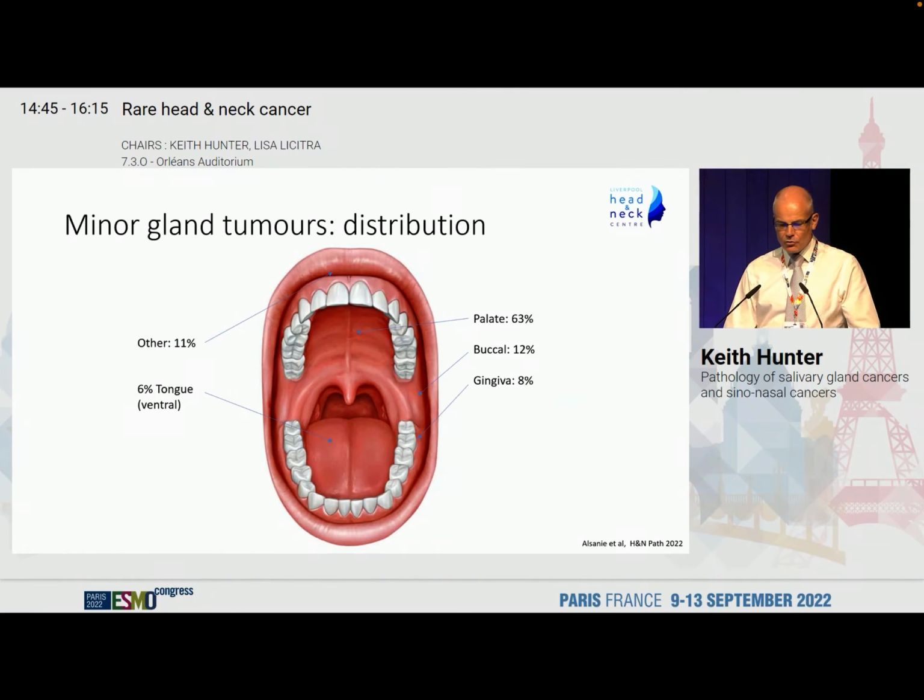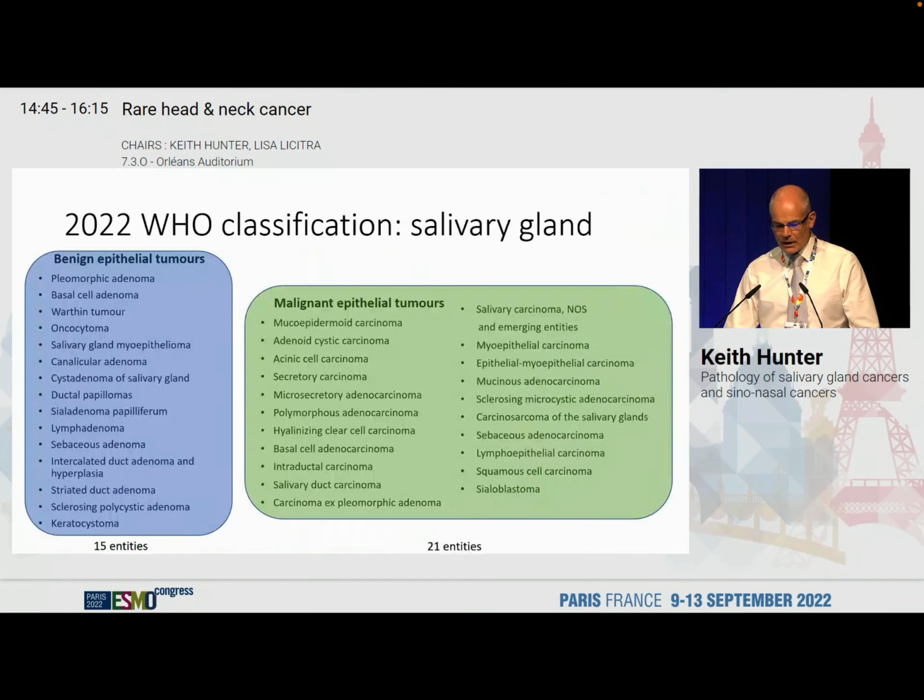And when it comes to the minor gland distribution, you will see that they are present throughout the oral cavity, and particularly there are some tumours which have a predilection for some areas in the mouth, particularly the palate. I'm sure you'll be aware of polymorphous adenocarcinoma, which almost solely appears in the palate. But there actually can be a scattering of these tumours throughout all of the areas in the oral cavity.